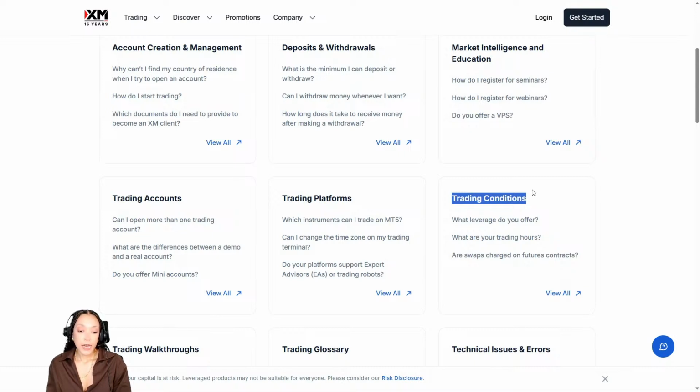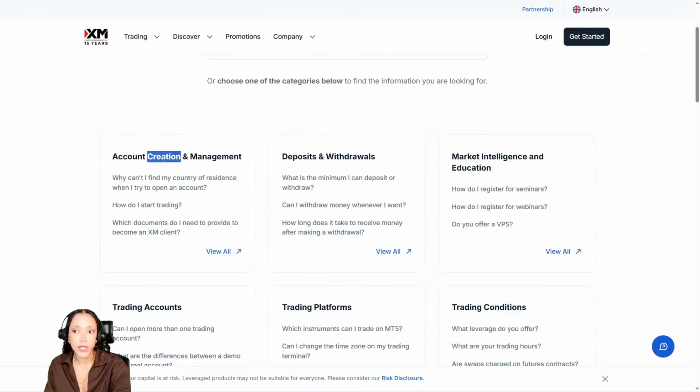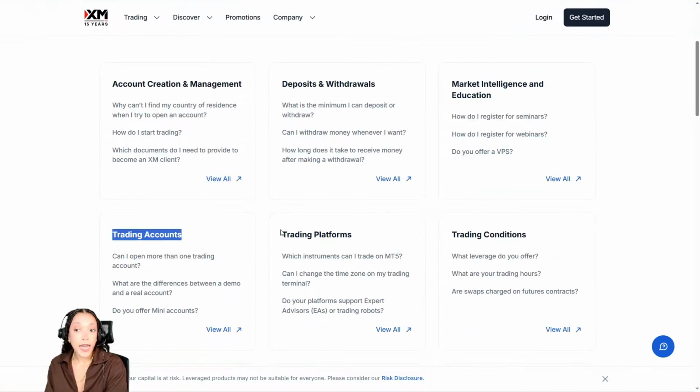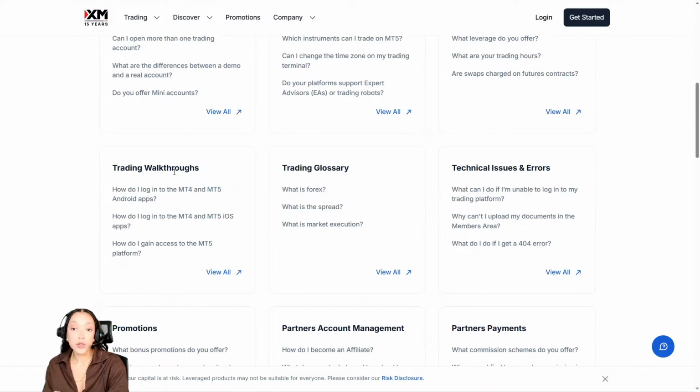So do keep note of the fact that if you have any questions throughout your trading here with us, you can always nicely familiarize yourselves, check out, get your questions answered just on your own by means of the help center. So, account creation and management, deposits and withdrawals, market intelligence and education, trading accounts offered, platforms offered, conditions, which we'll have a look at and focus through together, trading walkthroughs, the glossary.